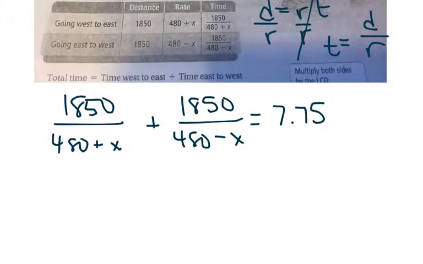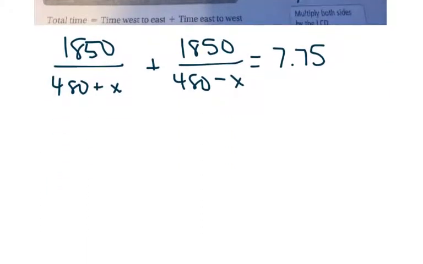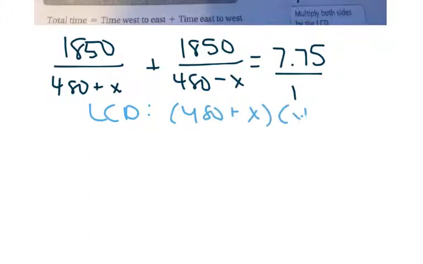So I claim to you that one way we could do this is we could always just graph it. The problem is that we won't necessarily see the solution on our screen. So, with that in mind, we can go do this algebraically. I want you to look at the three denominators. One of them is 480 plus x, one of them is 480 minus x, and the other one is 1. What's the least common denominator going to be? It's going to be 480 plus x, 480 minus x.